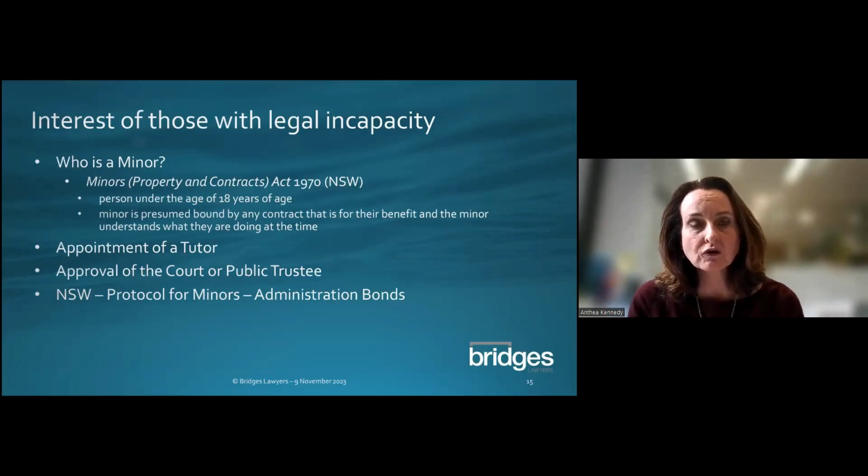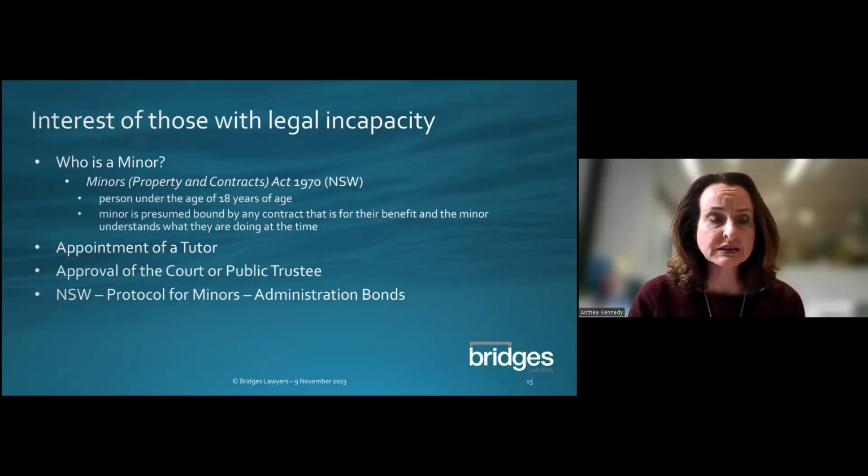Another issue which can arise is the interest of beneficiaries who are under a legal incapacity. Commonly, that's beneficiaries who are minors. A minor is a person under the age of 18 years. Under the Minors Property and Contracts Act, a minor is presumed to be bound by a contract that's for their benefit, and the minor understands what they're doing at the time. Where there is a minor, often a tutor should be appointed to protect their interests. In some states, the approval of a minor's contract can be done by the court or, in New South Wales, by the public trustee in other jurisdictions other than New South Wales.